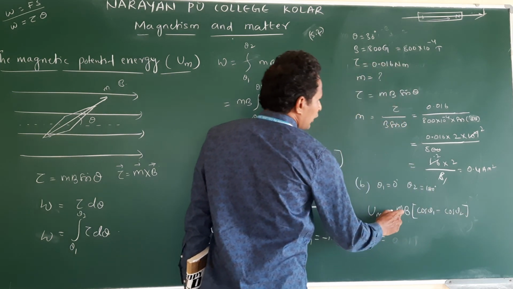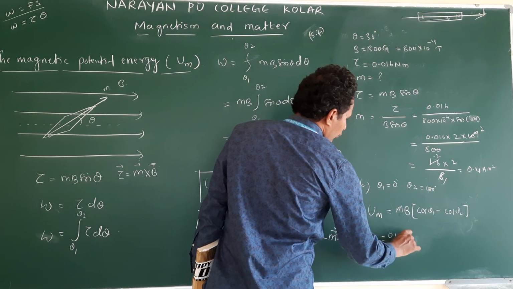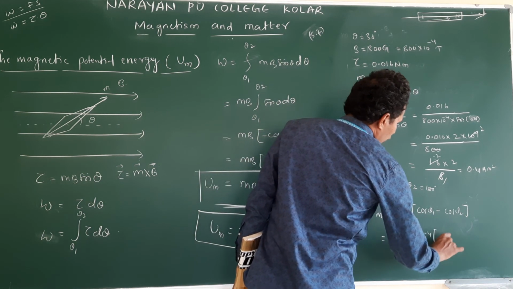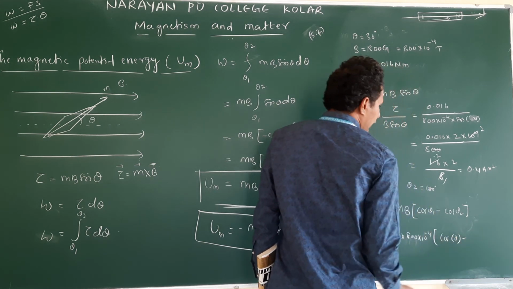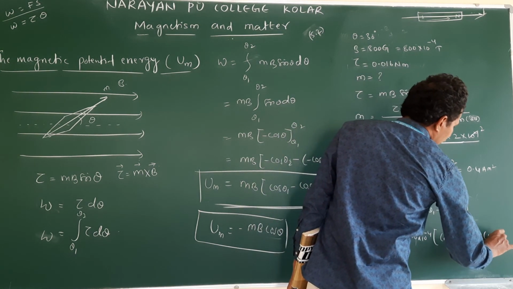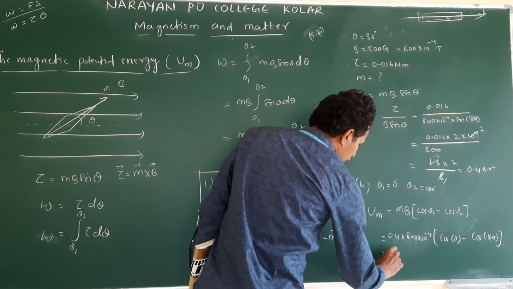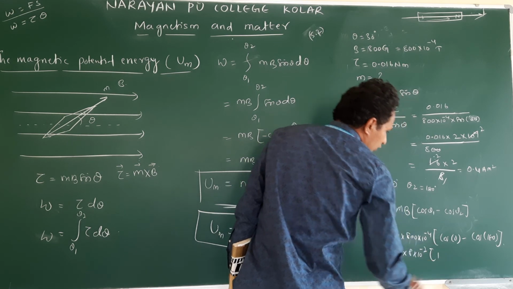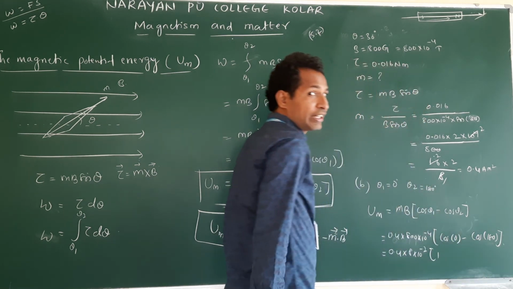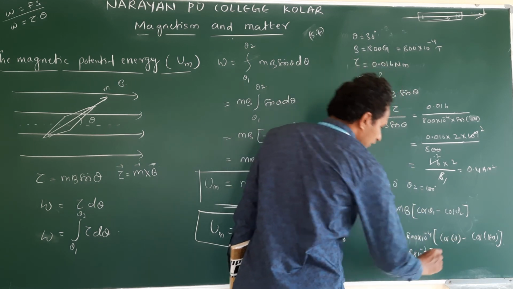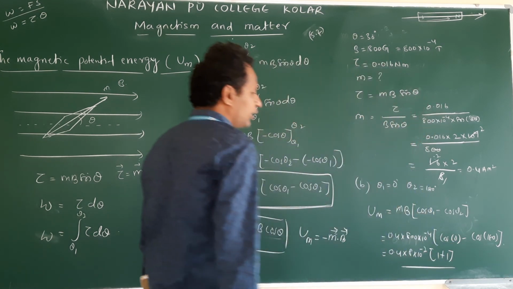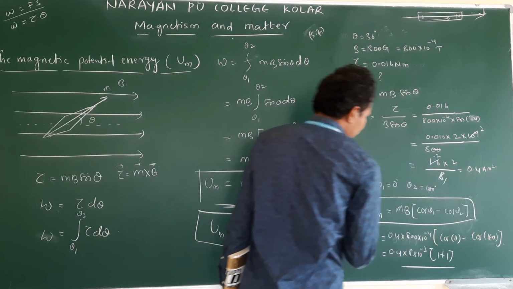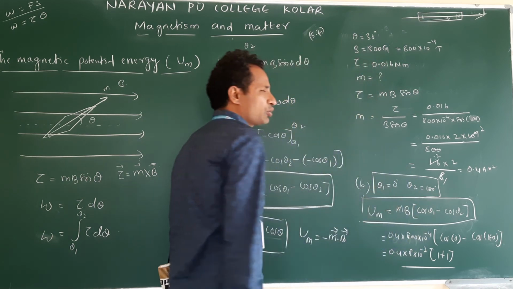Substitute the values. M we already calculated as 0.4. B already given, 800 into 10 power minus 4. Cos 0 minus cos 180. So this is 0.4 into 8 into 10 power minus 2. Cos 0 is 1. Cos 180 is minus 1. Already minus is there, minus of minus is plus 1. Simplify, you will get the answer. Clear? So this is important, and also remember most stable.